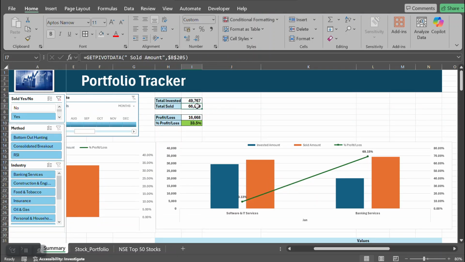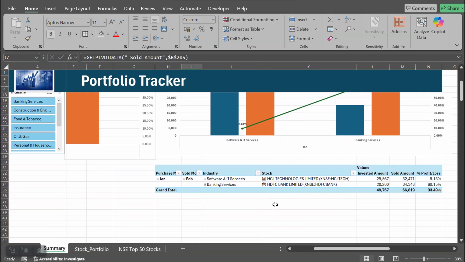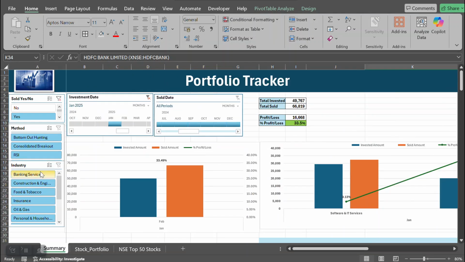Now you can see the profit percentage here, the profit amount here, the total invested amount, the total sold amount, and you can also see which those stocks were and what was the invested amount and sold amount on those.